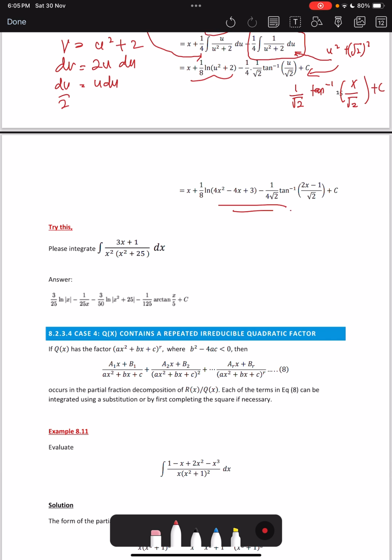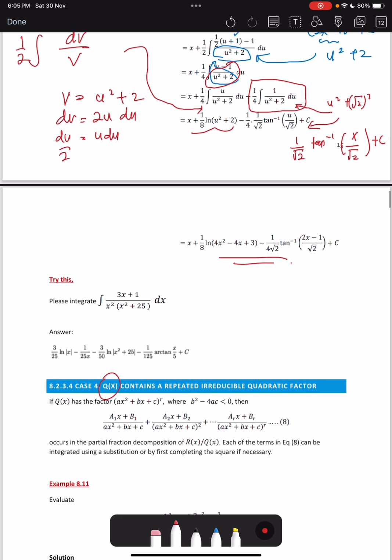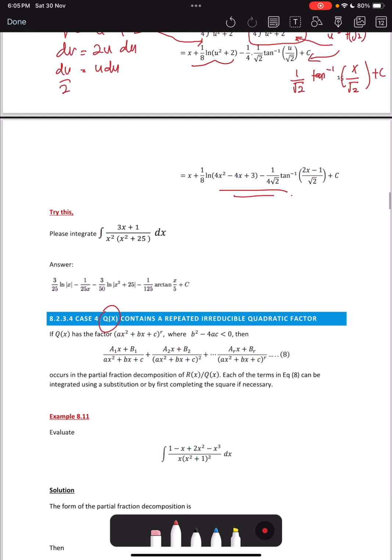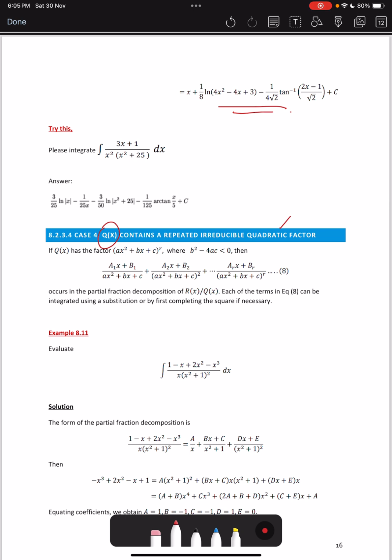Now the fourth case, where the denominator contains a repeated irreducible quadratic factor. If qx has the factor of ax squared plus bx plus c to the power of r, and when you check the polynomial, b squared minus 4ac is a negative number, you have to express it in terms of this partial fraction, depending on how many the composition of rx over qx. Each of the terms in equation 8 can be integrated using substitution or by first completing the square if necessary.